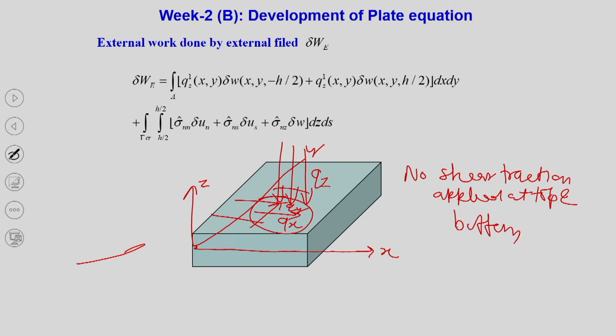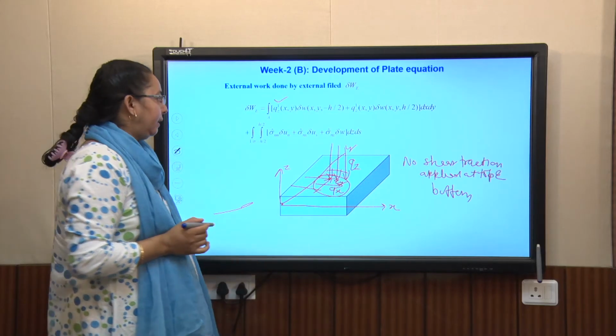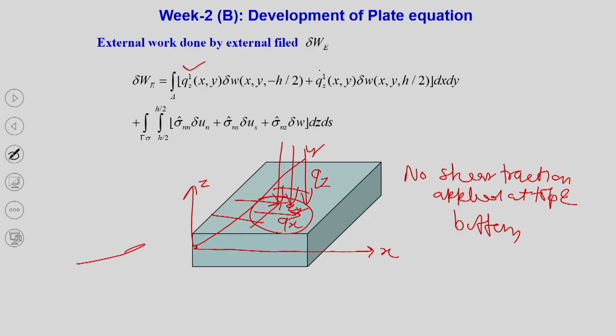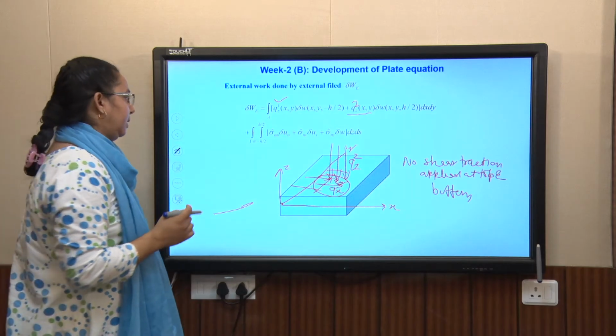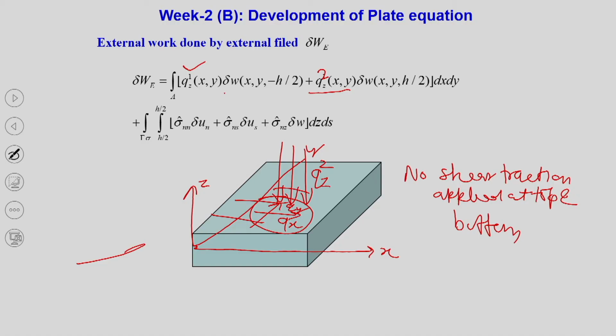So, Qz1 is nothing but the applied pressure at the bottom of the plate. Here it should be Qz2, the pressure applied at the top of the plate, 1 as the bottom, 2 as the top. And then the deflection, at minus h by 2 and plus h by 2, those locations.